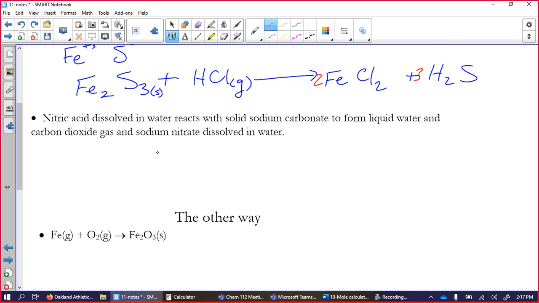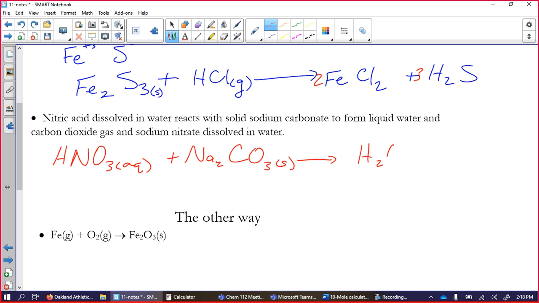Nitric acid is HNO3 dissolved in water. Aqueous, it reacts with solid sodium carbonate to form liquid water, carbon dioxide gas, and sodium nitrate dissolved in water. This one should work.